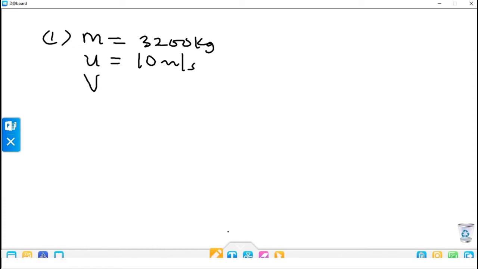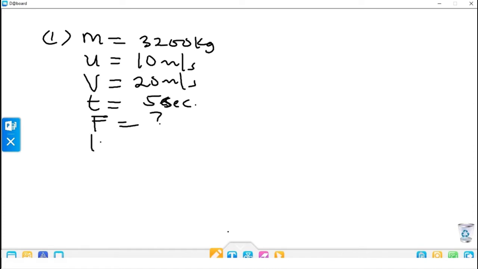As usual, our parameters for example 1 include m, which is mass, 3,200 kg. Our initial velocity u is 10 meters per second. Our final velocity v is 20 meters per second. The time taken for this to occur is 5 seconds. Now we are asked to find F, which is the magnitude of the force, and at the same time find our impulse.